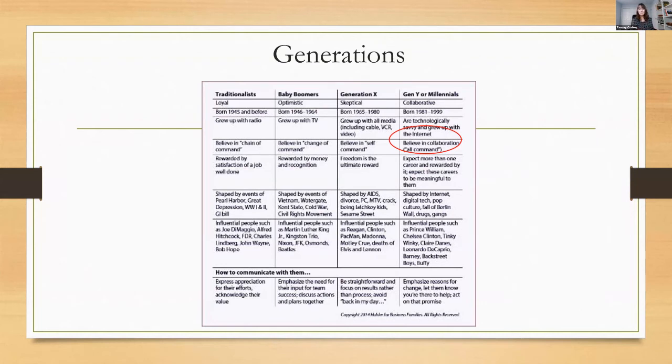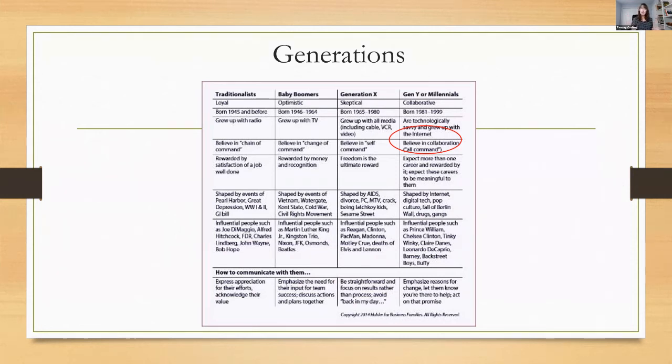And then if you look at the boomers, the next generation, they believe in a chain of command. And then Gen X wants self-command, to make their own decisions. And then the millennials want everybody at the table. So what's really important is these two endpoints.